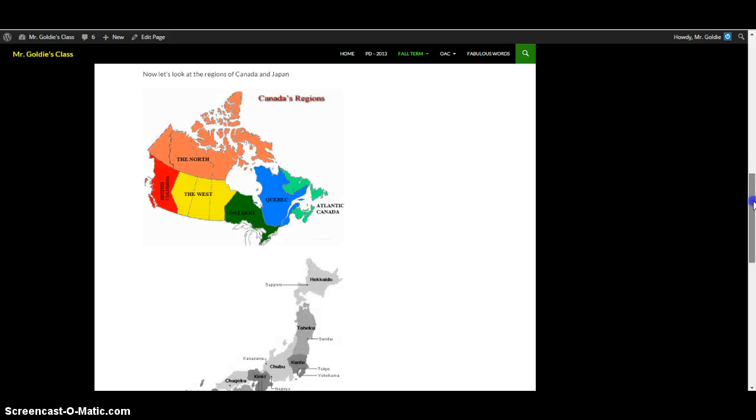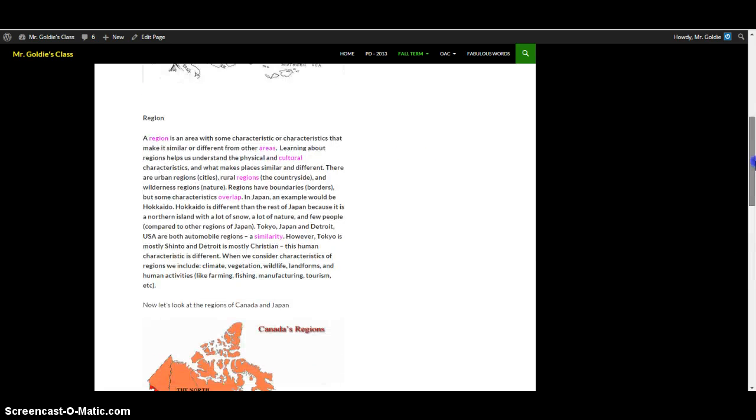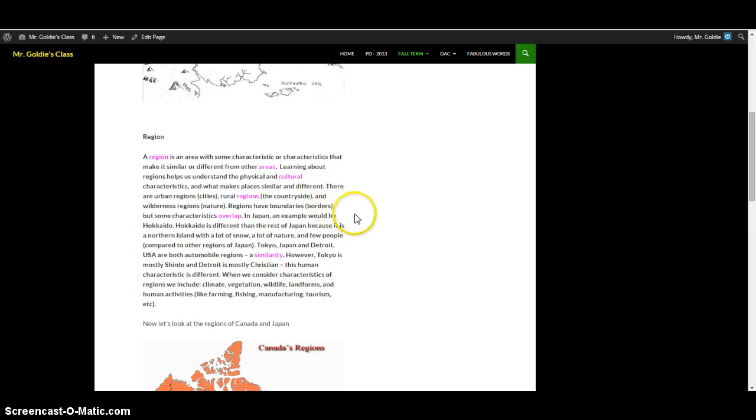Okay, you can see these borders here. See that line there? And this one here? Okay, these are borders. And there's another one here, another one here. And go up to Canada, there's a border here, a boundary here, right? And this yellow one and this orange one, the blue one here. Okay, these are called borders or boundaries. It's the same as on a basketball court. The outside lines of a basketball court are the boundaries of the basketball court. Okay, regions have boundaries or borders, but some characteristics overlap.